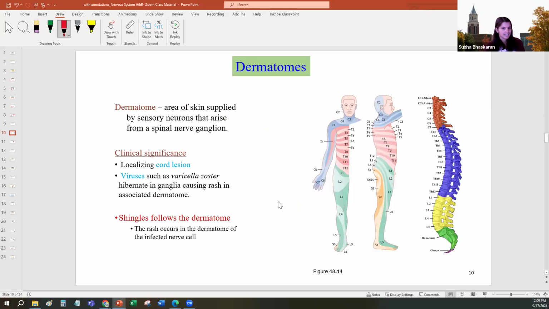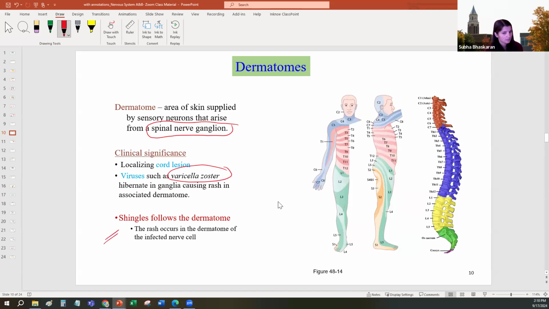Dermatomes, just to give a clinical connection here: a dermatome is an area of skin supplied by sensory neurons that arise from a spinal nerve ganglion. Because of the different components of different nerves, like cervical and thoracic, we can gauge where the dermatome is, especially when a virus such as varicella zoster affects the body. All right, so that we know what nerves are getting affected and how they can be treated.